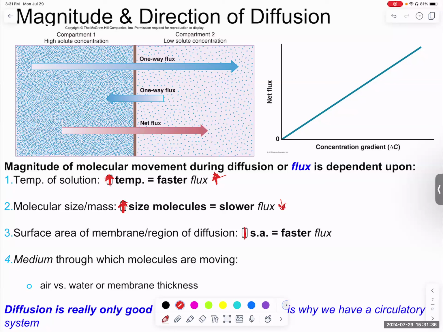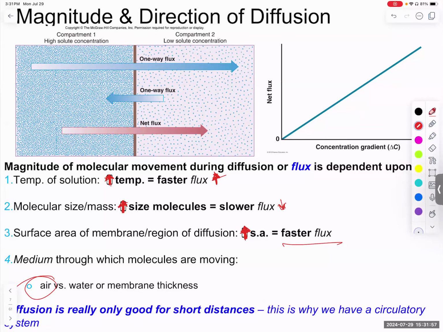Surface area: you increase the surface area, you provide more area for molecules to diffuse across, so it's going to be faster. And then the medium: things move faster in air than they do in water, because water is a denser medium, and the molecules are going to move slower. So the more fluid there is, the slower the diffusion rate.